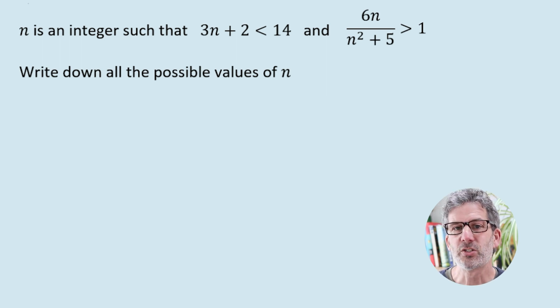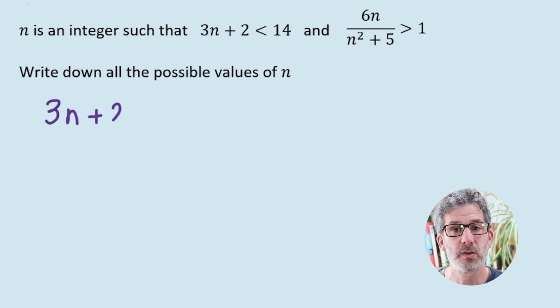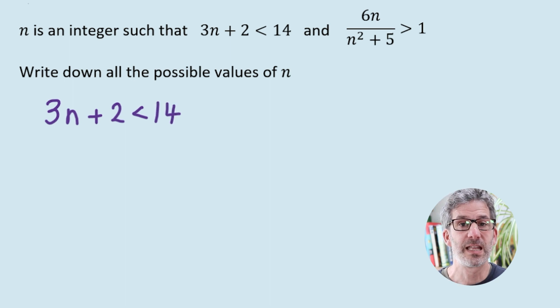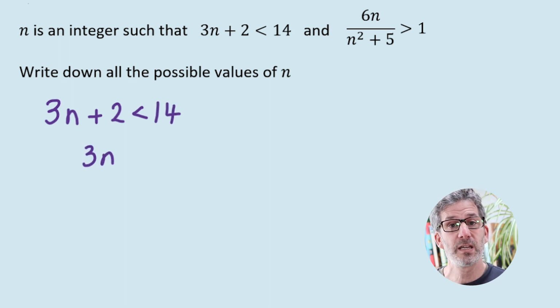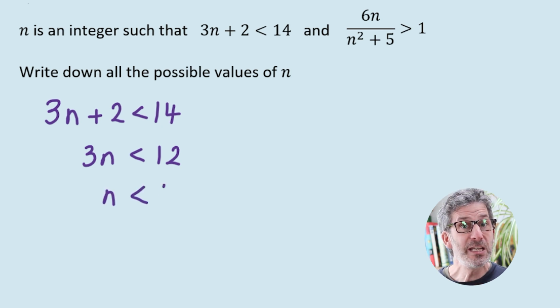This is reasonably straightforward. You would just solve it using the same technique you would for solving a linear equation. So we've got 3n add 2 is less than 14. Let's subtract 2 from both sides to get 3n is less than 12. And then if we divide both sides by 3, we get n is less than 4. So we know we are looking for integers that are less than 4.